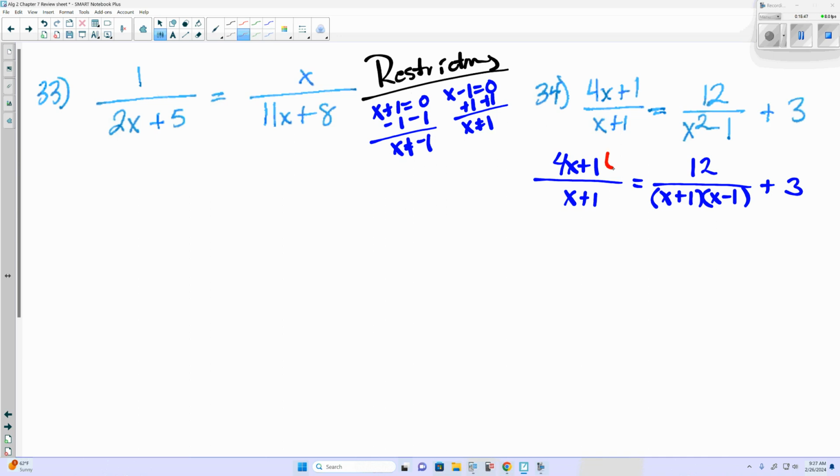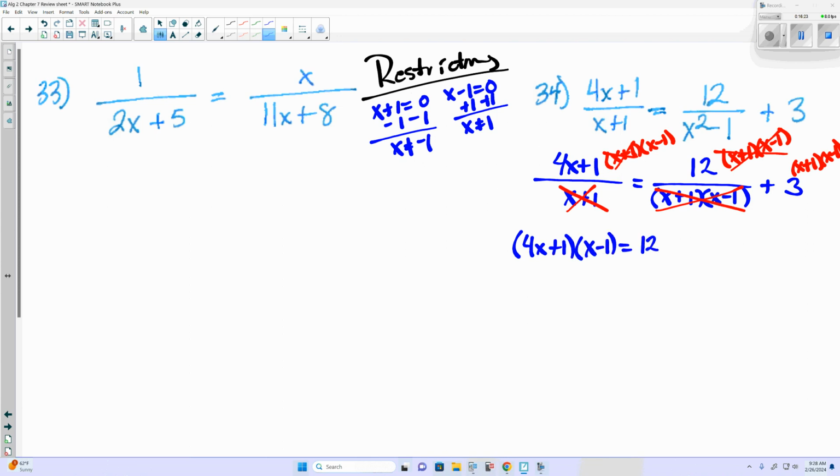Now, here we can start solving, by multiplying everything by x plus 1 and x minus 1. Because on the far left, the x plus 1 and x plus 1 would cancel. The middle, the x plus 1 and x minus 1 would cancel. And since our 3 doesn't have a denominator, nothing cancels, leaving us with 4x plus 1 times x minus 1 is equal to 12 plus 3 times x minus 1 times x plus 1.